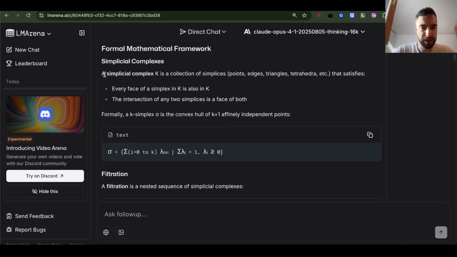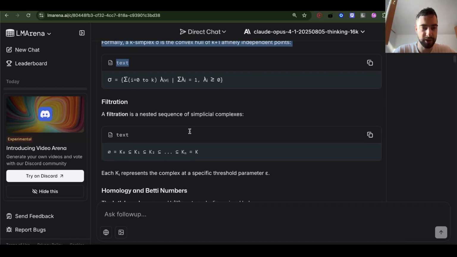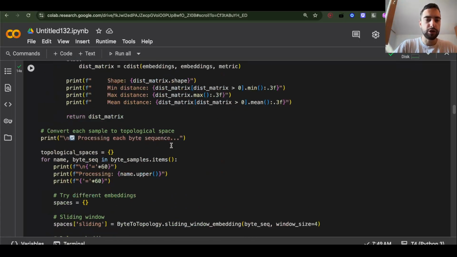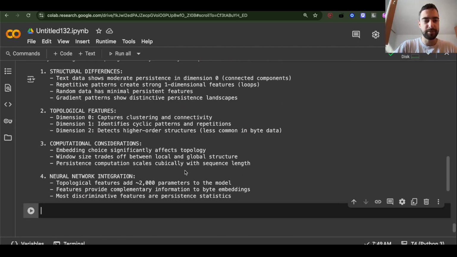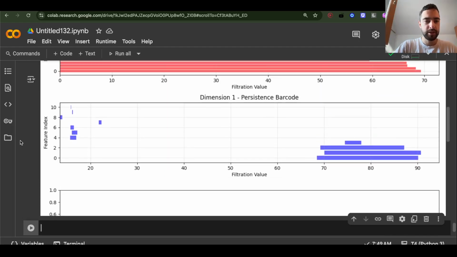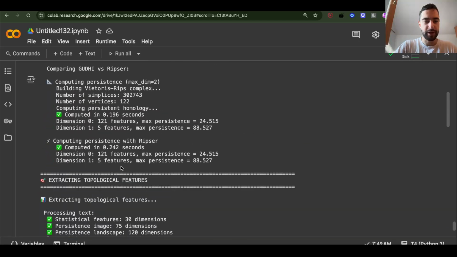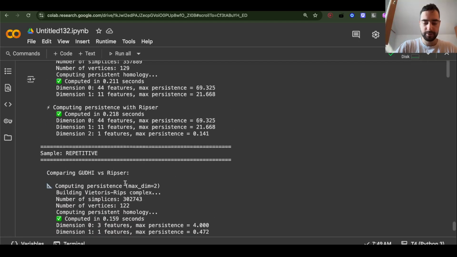We got a formal math explanation here. It's a bit tough to understand. So now Claude Opus generated all of this code. We're going to use this to analyze these bytes with this topology approach. We got a bunch of images that we will figure out and analyze.